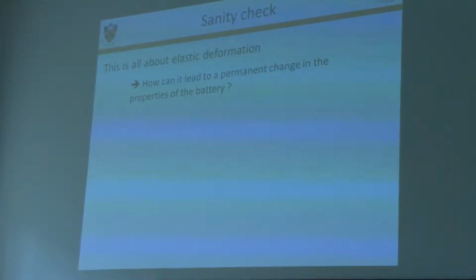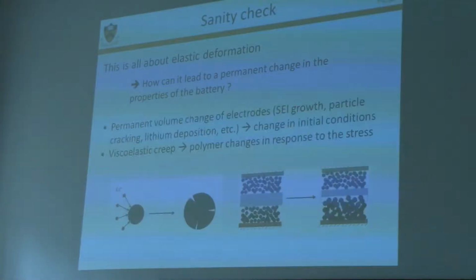It turns out that when you do all of this, what we can say is that compression on a separator leads to pore closure, which leads to reduced transport. The resistance goes up. Now, we can ask, what about this elastic part? Isn't it just going to open up again when I let go of the stress? And the answer is correct, it will do that. But there are things that permanently change a battery.